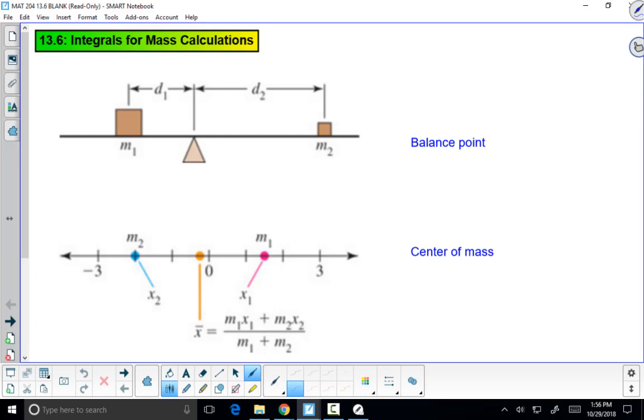Okay. The integrals that we're going to set up are going to be generated from these basic ideas. We're going to talk about a moment. A moment is going to be mass times distance. So we're going to imagine this fulcrum right here. And in order to have a balance point, the moment on the left has to equal the moment on the right. So the mass times distance on the left has to equal the mass times distance on the right in order to have balance. That'll be the balance point when we have equality between the moments.